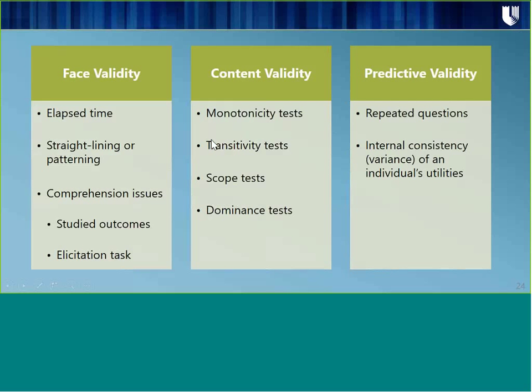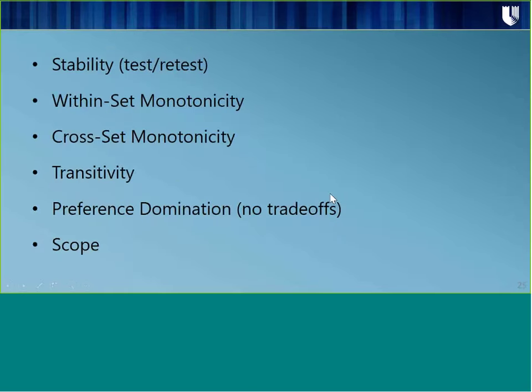Transitivity is kind of a gold standard for rationality in utility theory, but rarely is used because it imposes some requirements on the experimental design, some inefficiencies on the design. Then, just repeating the same question twice is a good internal test of predictive validity. And then there's just the internal consistency. We can measure the actual variance of the pattern of choices. If people are not being internally consistent, then the variance increases. Let me show you some actual examples.